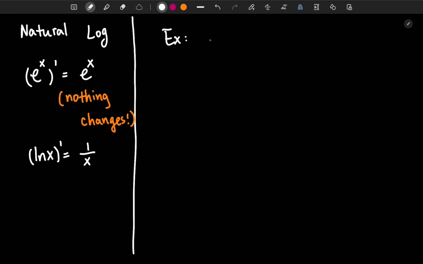What's the derivative of e to the 5x? Well, you might say, we know the derivative of e to the x is also e to the x, so the derivative of e to the 5x is e to the 5x. And the answer is no, that is incorrect. The reason is we want to use the chain rule in this case.